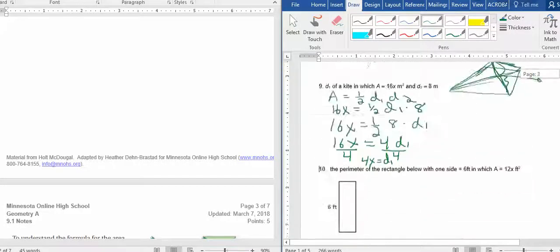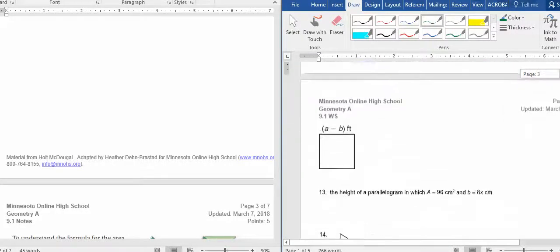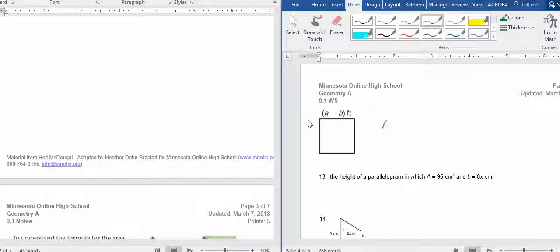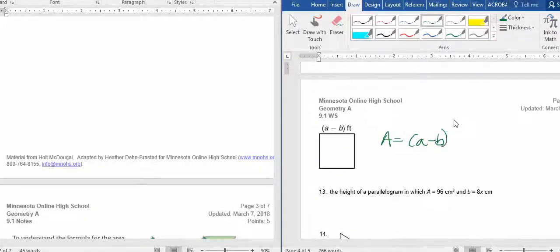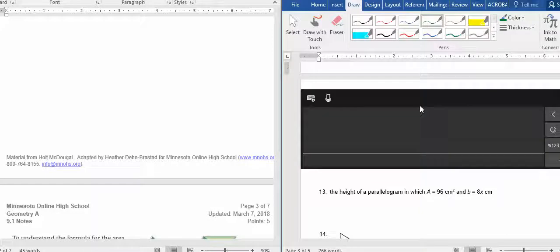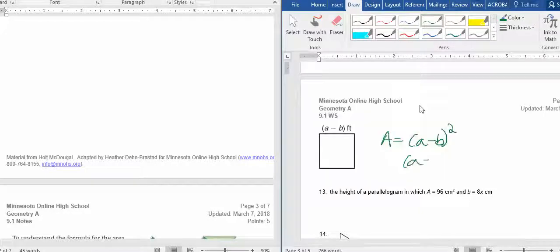So if they tell us that the side of our square is a minus b, then we know that the area of that is just a minus b squared. You can leave your answer like that, or you can say, well, I'd have to take a minus b times a minus b. Either way, and then you could FOIL that out. But you can leave it as a minus b squared if you want.